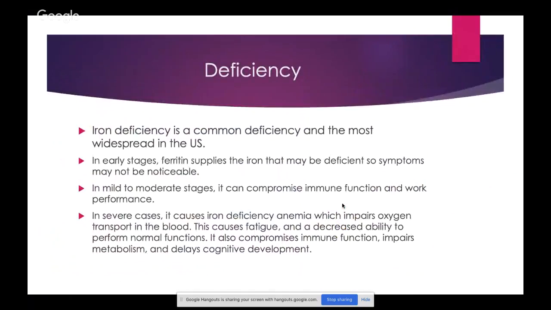So iron deficiency is actually really common, and it is the most widespread in the US. And in early stages, ferritin supplies the iron that may be deficient. So remember that ferritin is the storage protein that releases iron when our levels get too low. And it is the one that supplies us when we are deficient in early stages. In the early stages, there may not be too many symptoms that are noticeable, but in mild to moderate stages, it can compromise immune function and work performance.